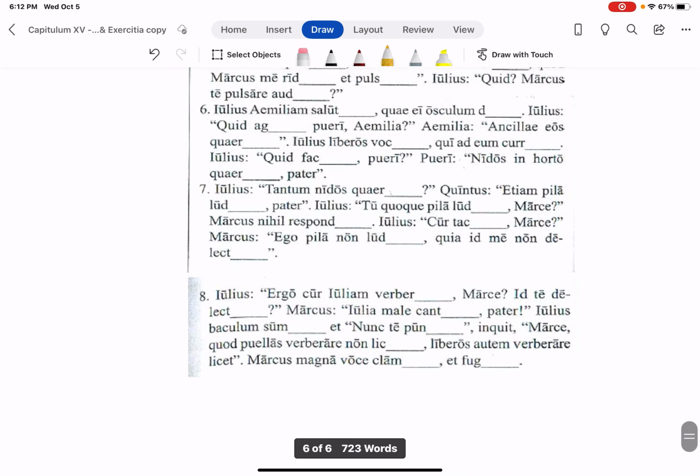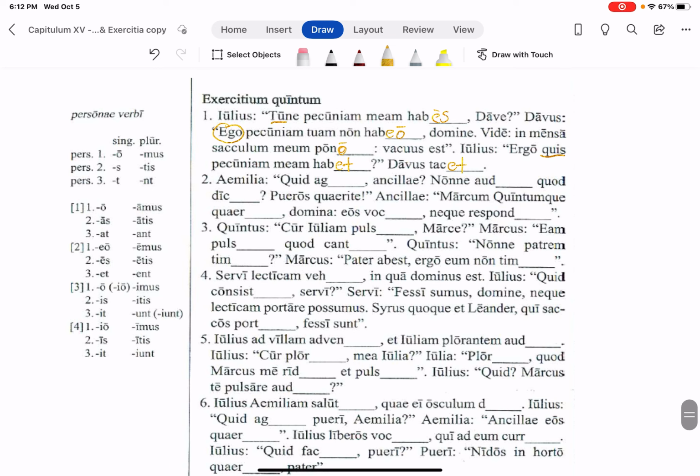Number two. Oh, pardon me. Aemilia, quid agitis ancillae? Quid agitis ancillae? Nonne auditis quod dico? And so here, you might have been tempted to put quid agis, but it's actually quid agitis, because she's addressing the ancillae, which is plural. And so she's saying, don't you hear, nonne auditis, id quod ego dico? Don't you hear what I say?